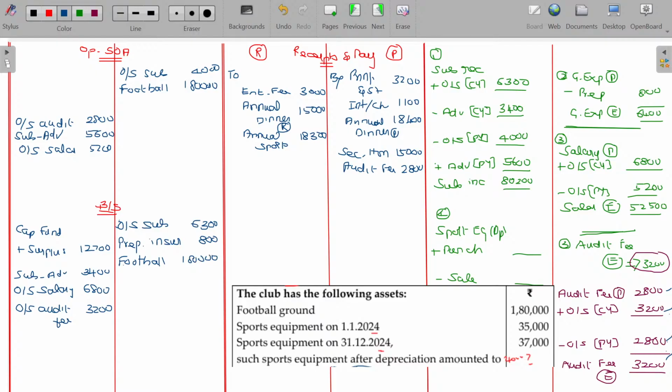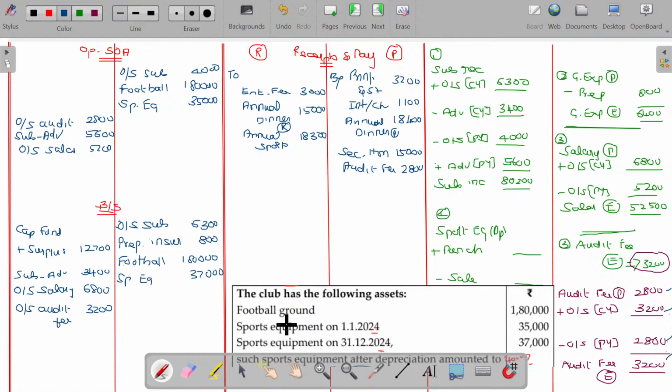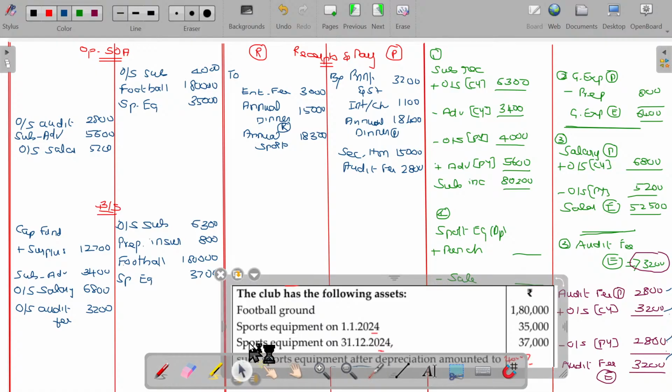Land has no depreciation. Sports equipment in the beginning being 35,000. In the end, the sports equipment being 37,000. Such sports equipment after depreciation amounted to this value. This 37,000 is after depreciation.